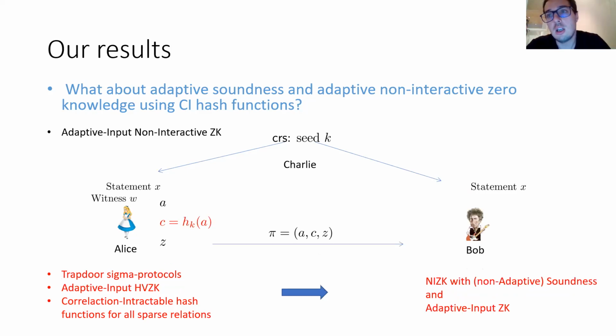On the other hand, if we instantiate this framework with the classic Fiat-Shamir, so letting the prover compute the challenge by hashing only the first message, and the starting sigma protocol is a trapdoor sigma protocol that also enjoys this additional property called adaptive input honest verifier zero knowledge, we obtain a NIZK with non-adaptive soundness, but with adaptive input non-interactive zero knowledge.